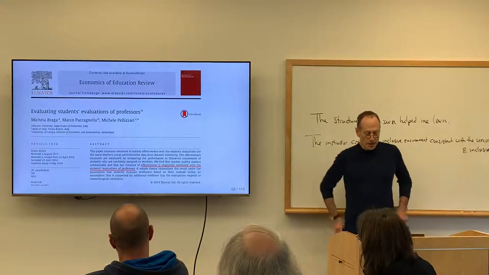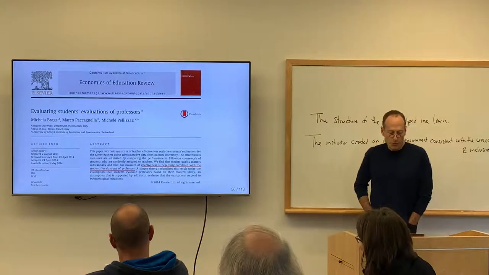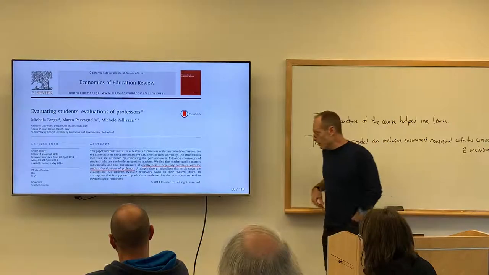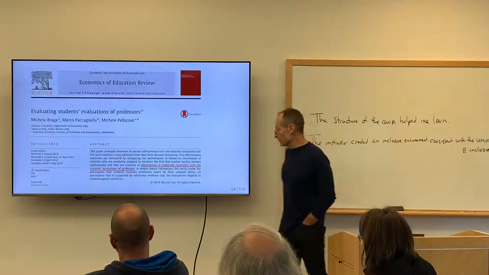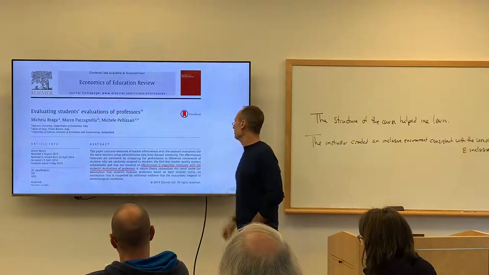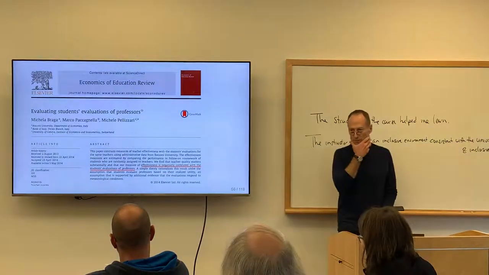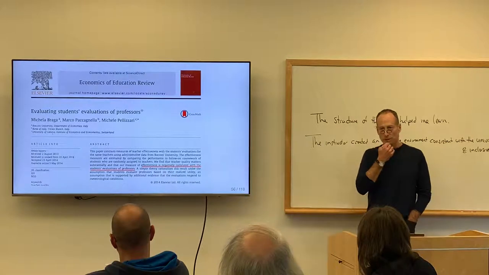This is another example of a randomized controlled study. It was performed at Bocconi University in Italy. Again, they randomized students into different sections of classes and follow-on classes. Effectiveness is negatively associated with students' evaluations of professors. So effectiveness here was measured by performance in follow-on classes.